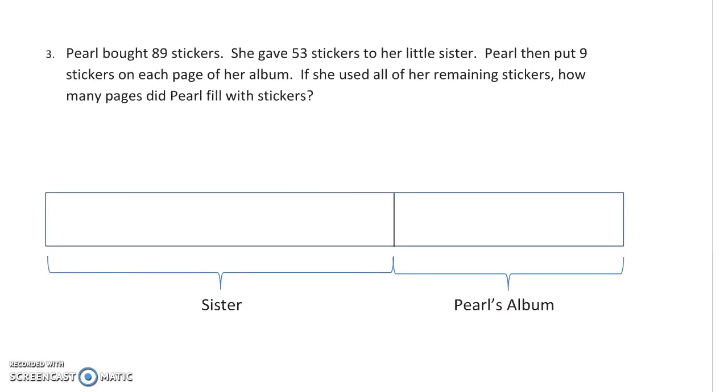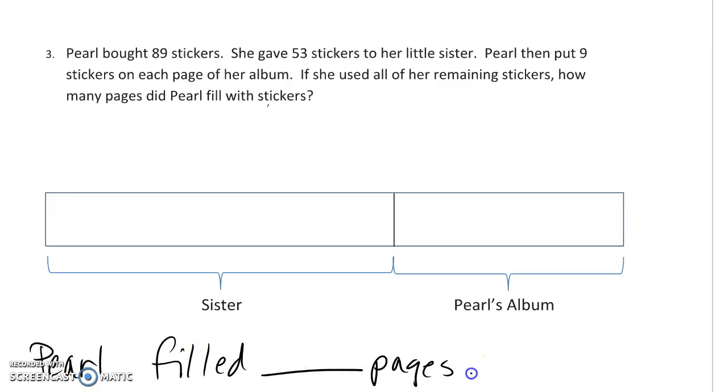Pearl bought 89 stickers. She gave 53 stickers to her little sister. Pearl then put 9 stickers on each page of her album. If she used all of her remaining stickers, how many pages did Pearl fill with stickers? So much information. Let's go back and write our answer statement. How many pages did Pearl fill with stickers? Pearl filled blank pages. That's enough to answer our question.